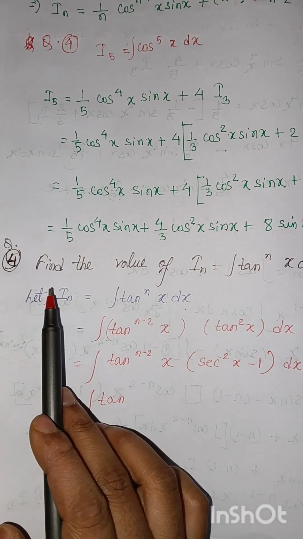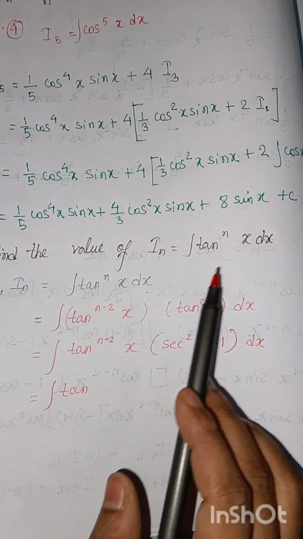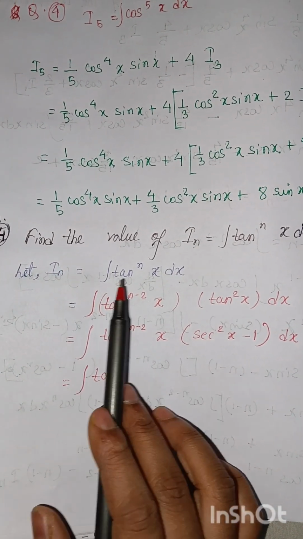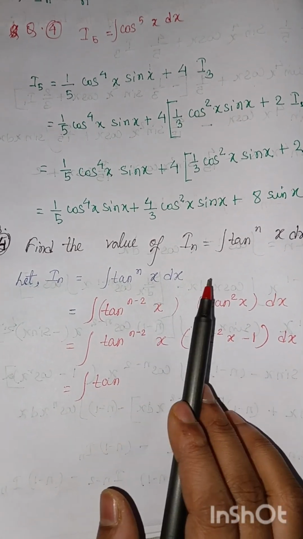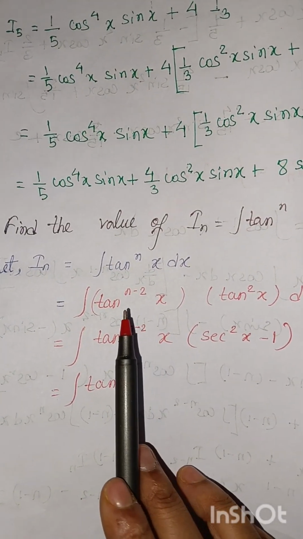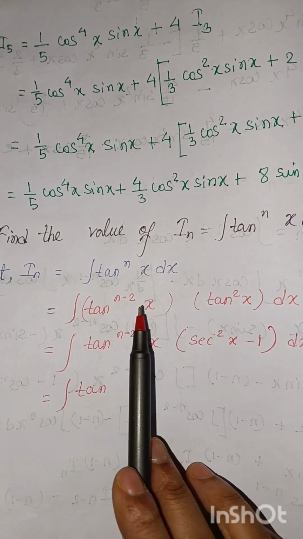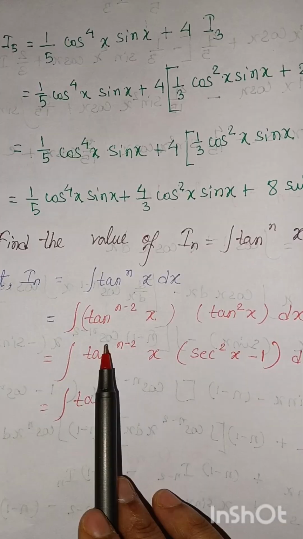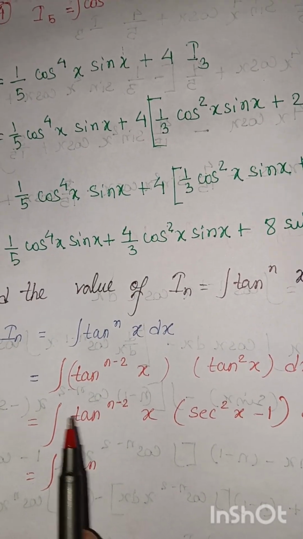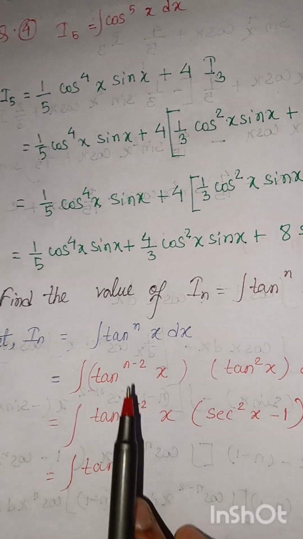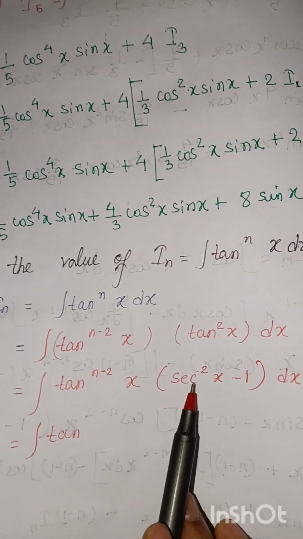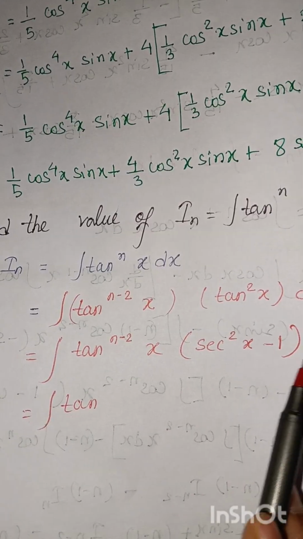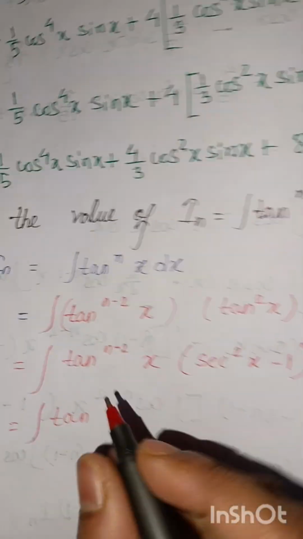Next, question number 5. Find the value of I n is equal to the integration of tan to the power n x dx. So firstly we let I n equal the integration of tan to the power n x dx. Then we break the power n into n minus 2 and 2, that is equal to n. Then we break tan to the power n x also. And we all know tan square x is equal to sec square x minus 1. We just put the value in this equation. Next we just simplify this.